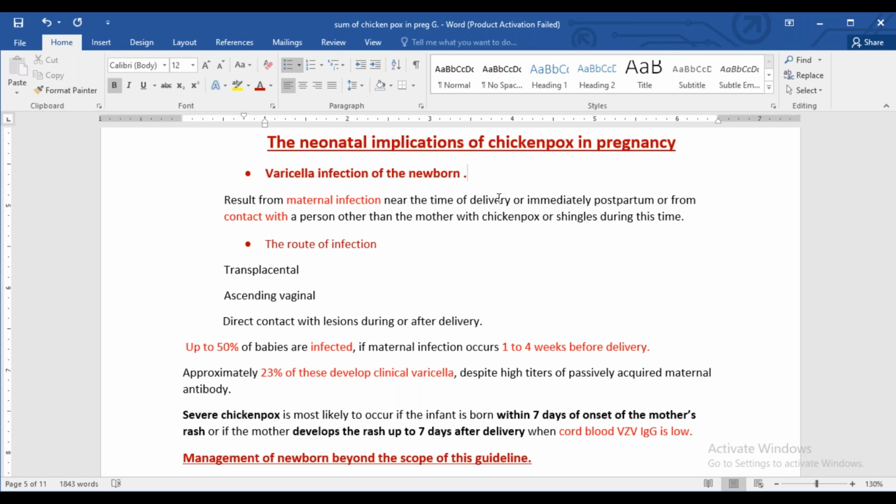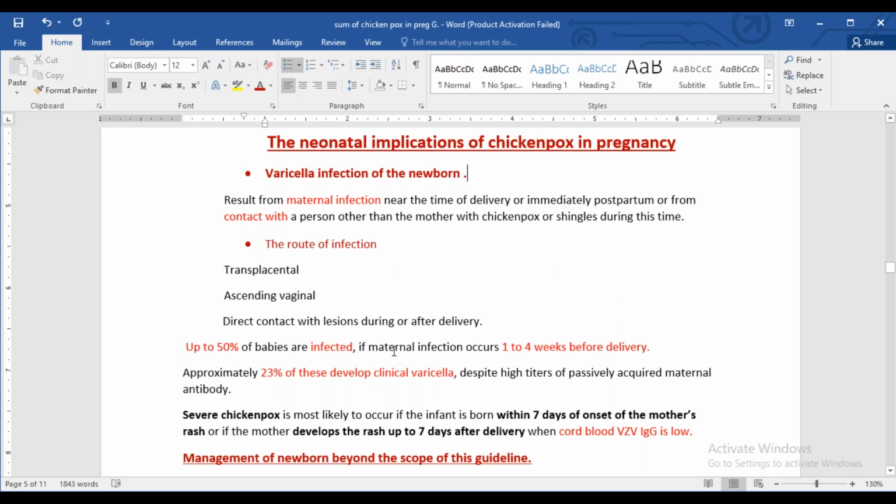So the neonatal infection may be from the mother, if the mother gets the infection usually 7 days before delivery or 7 days after birth, or from any other person other than the mother with shingles or chickenpox. So how the neonate will catch the infection is called transplacental ascending infection, or direct contact with lesions during or after delivery from the mother or from any other person other than the mother. Okay, if this happens, up to 50% of the babies will get infected.